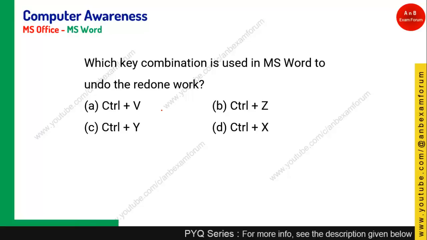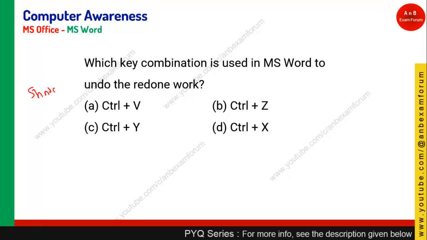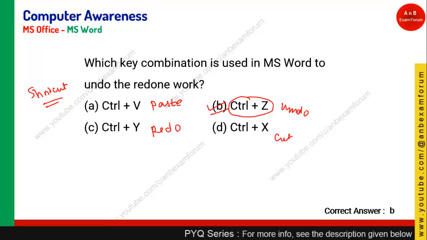Coming to the next question, which key combination is used in MS Word to undo the redone work? These are basically questions from the shortcut keys. The shortcut key for redoing the work is Control Z, student. Remember, Control Z is the right answer for this question. What about Control V, Control Y, Control X? Control X is for cutting, Control V is for pasting what you have copied, and Control Z is for undo, right? And Control Y is for redo. So the correct answer for this question is option B.